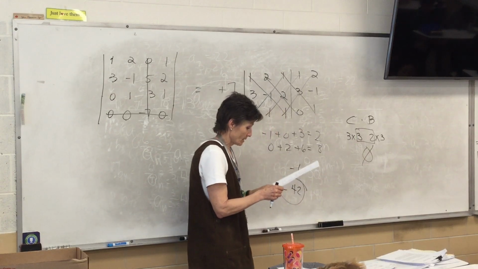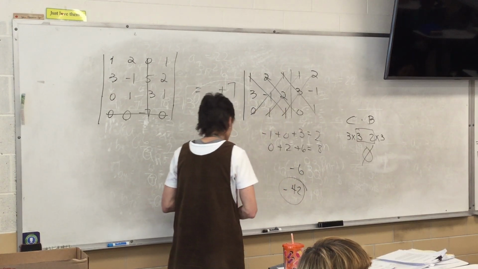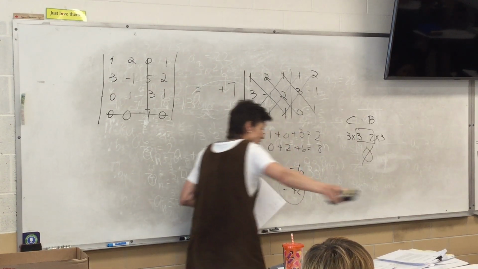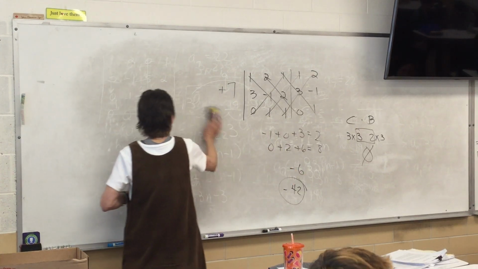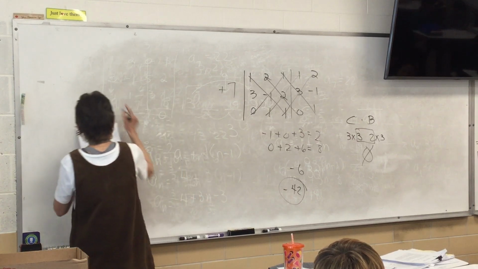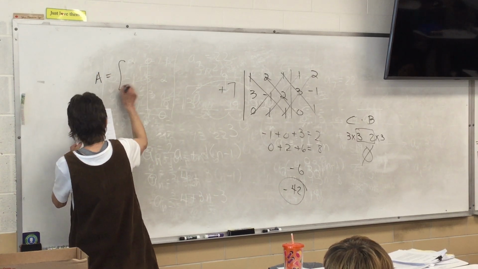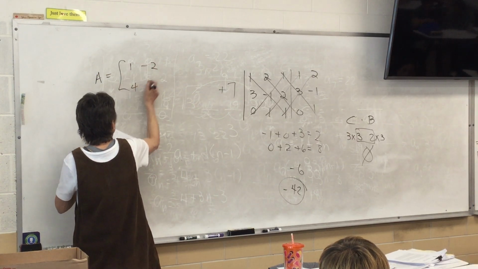Which one? J says find the inverse. I want you guys to shut up. J says find the inverse of A. So matrix A looks like this.